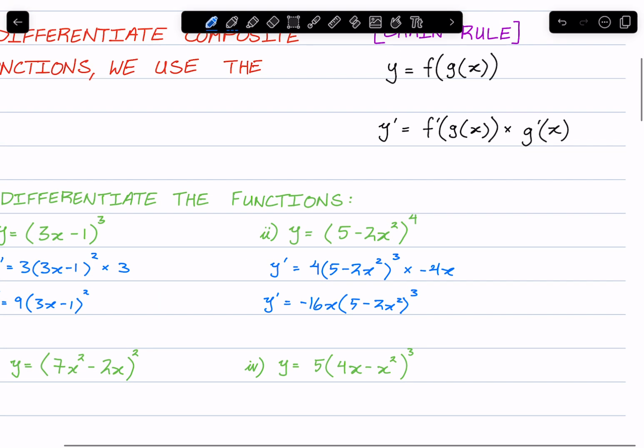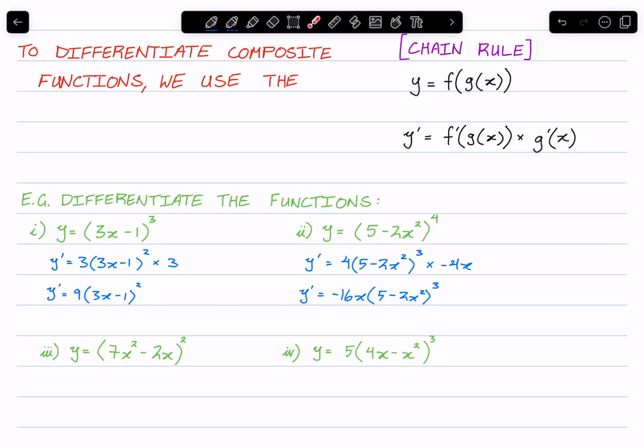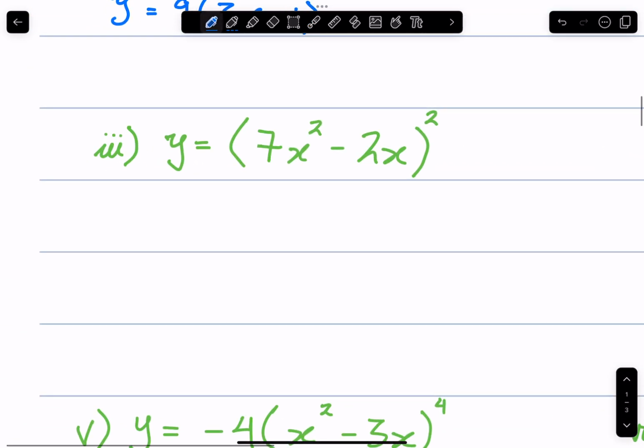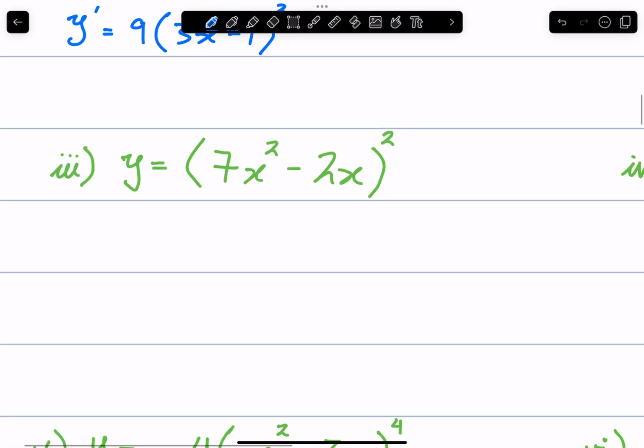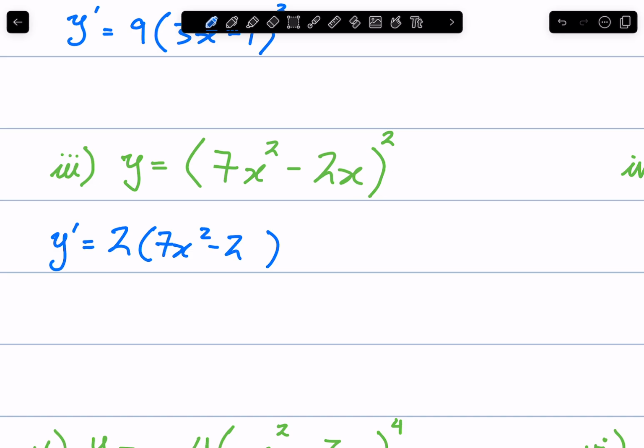So I hope you're seeing it's the outer function, the derivative, times the derivative of the inner function. Okay, so let's make this slightly more complex. So here we go. Hope you can see the two functions here, x squared. So the derivative of that, y prime, is just going to be 2x, and the inside function, nothing will happen just yet. 7x squared minus 2x times the derivative of the inside function.